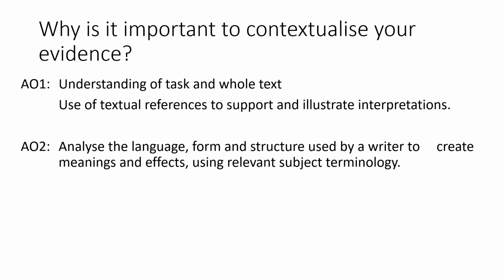Now, the literature mark scheme in particular is split into 6 sections, or 6 levels, and levels 5 and 6 require you to provide a developed response, select judicious textual references, and examine the reader's reaction and the writer's intentions. Contextualizing our evidence can really lend a hand to achieving those things. So let's start having a look at how we can approach this.